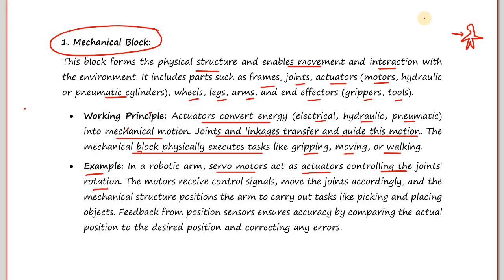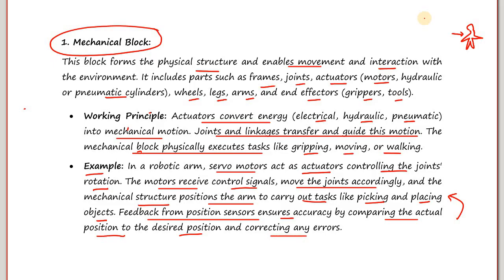Okay. So, what is next? You see, the motors receive control signals and move the joints accordingly, and the mechanical structure positions the arm to carry out tasks like picking or placing objects. But remember, there is something called feedback. You see, the feedback from position sensors is also there. They will basically ensure the accuracy of this work, okay, by comparing the actual position to the desired position, and if correction is required for any error, it will be done.